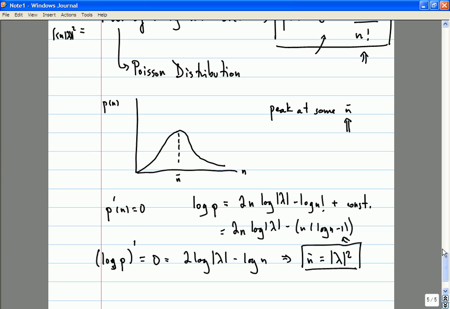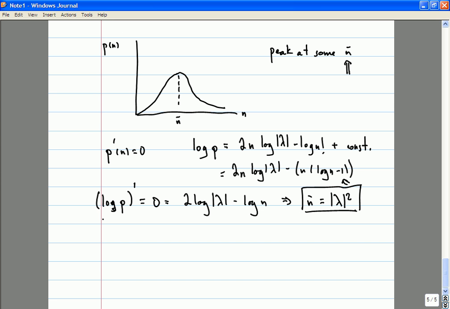Yes, question? Sorry, what are you saying about log p? Let me write that a little more explicitly. The derivative of the log of p. There's a prime there, by the way. So prime is d by dn. And the derivative of log p is 1 over p times the derivative of p. So if p prime is equal to 0, then the derivative of the log of p is equal to 0.